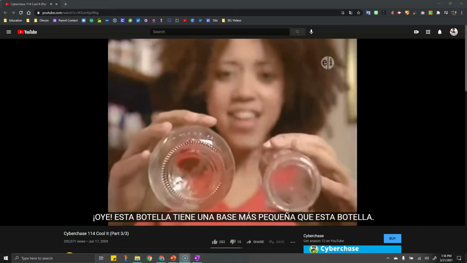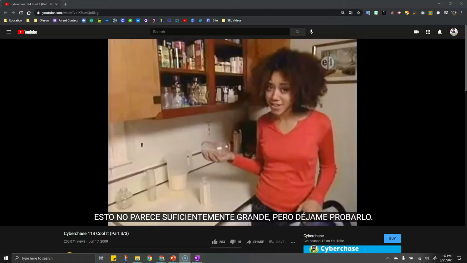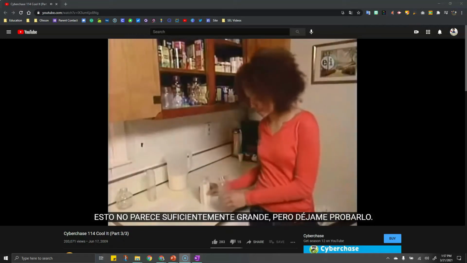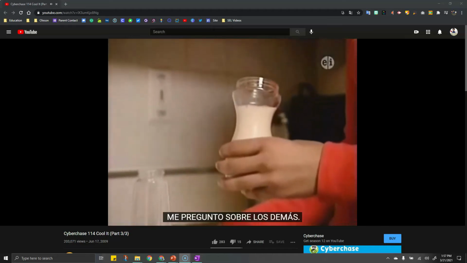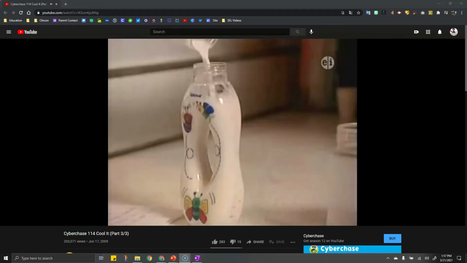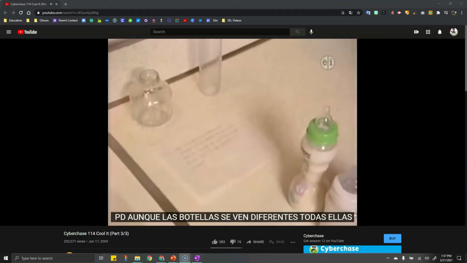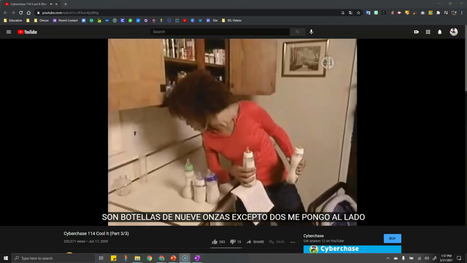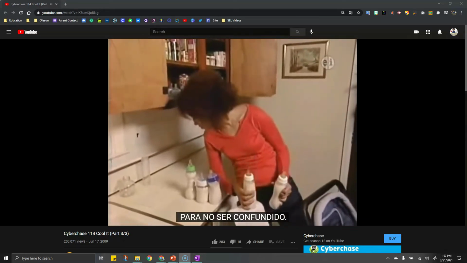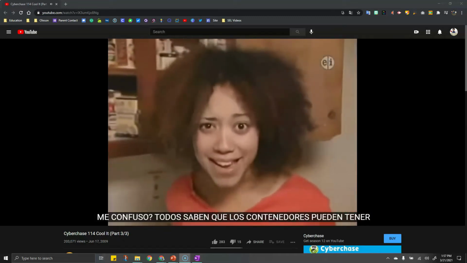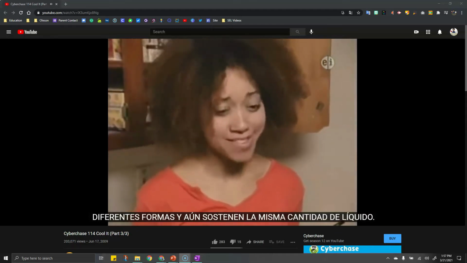Hey! This bottle has a smaller base than this bottle. This doesn't look large enough, but let me try it. It's a different shape and holds exactly the same amount. I wonder about the others. Okay, boys, here's dinner. P.S. Even though the bottles look different, all of them are 9-ounce bottles, except for 2 I put on the side so you wouldn't be confused. Me? Confused? Everybody knows that containers can have different shapes and still hold the same amount of liquid.